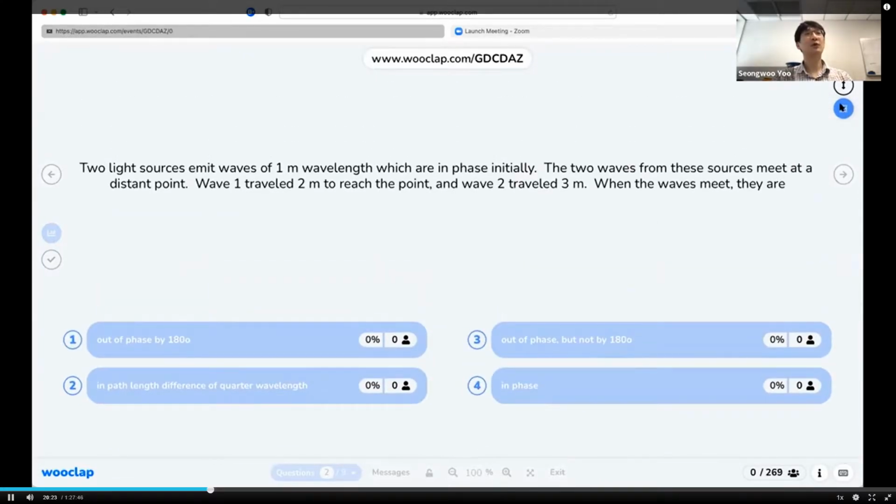Two light sources emit waves of 1 meter wavelength, which are in phase initially, and then they travel. All right, and wave 1 travels 2 meters to reach the point, and wave 2 travels 3 meters. When the waves meet, they are out of phase, but not 180 degrees, or in path length difference of a quarter wavelength, or in phase. So this wave has 1 meter of wavelength, and then they travel 2 meters and 3 meters. All right. So when they meet, will they interfere destructively or constructively?